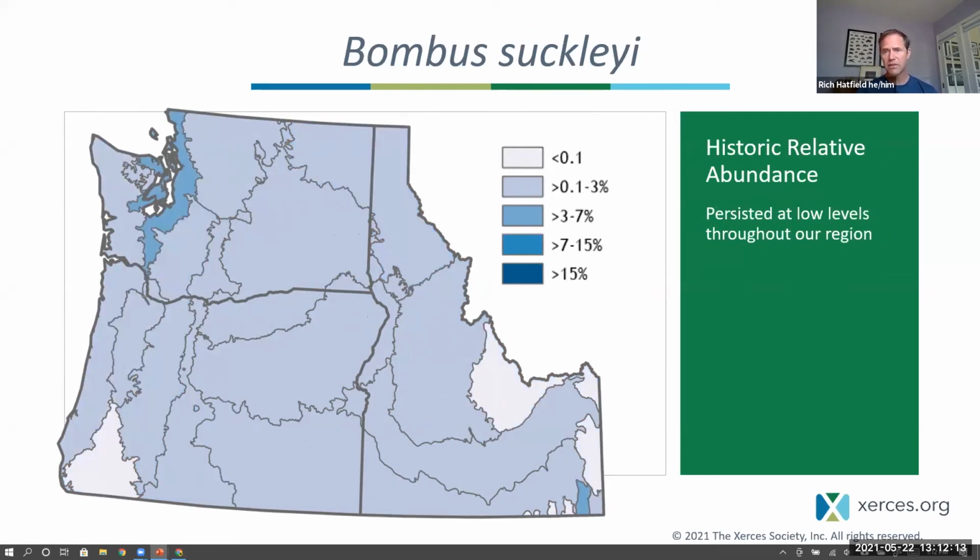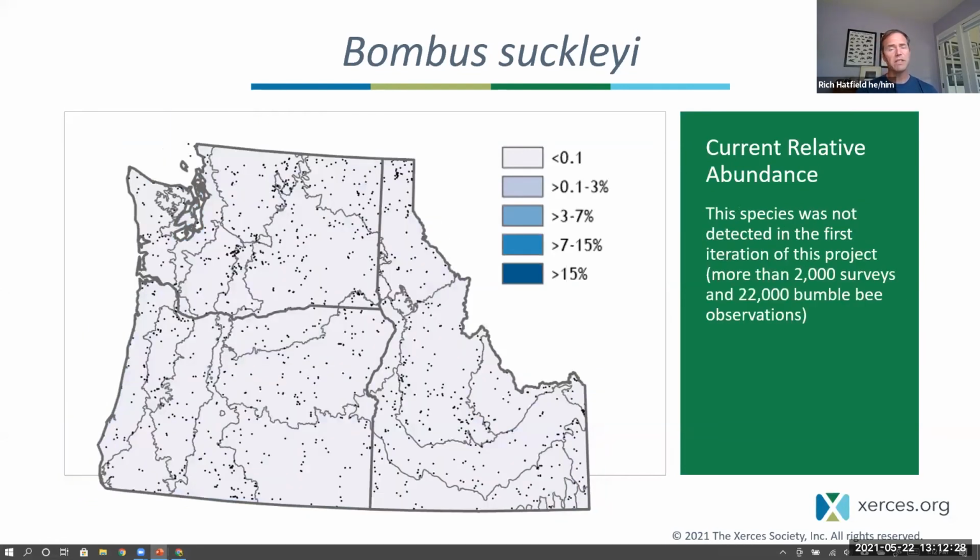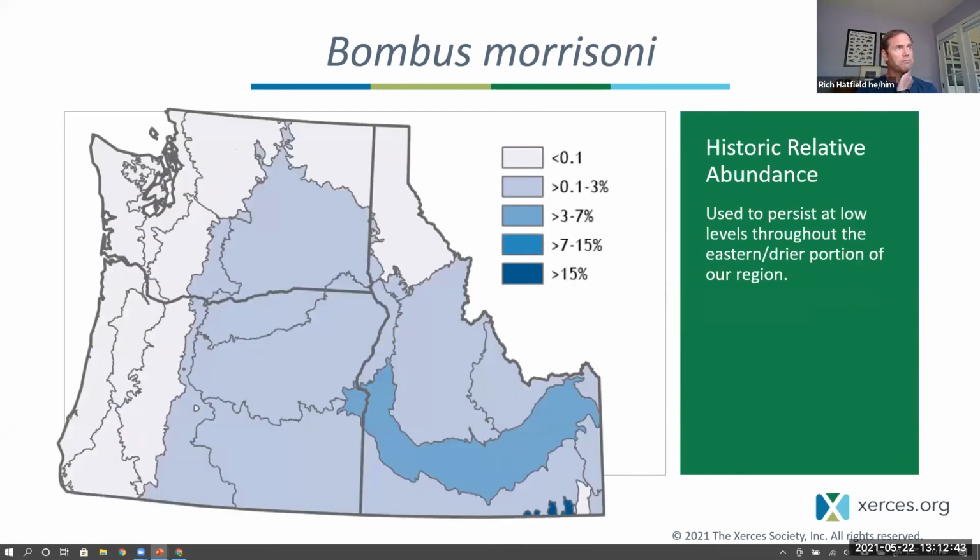Bombus sucklei is another focus species of this project. It used to be fairly rare. So it was about 3% historically, which is true of most cuckoo bumblebees. They're just not as common as other true bumblebees. But we didn't detect it at all in the first region of this project, or the first version of this project. So this is a huge focus for the second version, is to really try to find observations of this species. And we'll talk later about how we're trying to accomplish that.